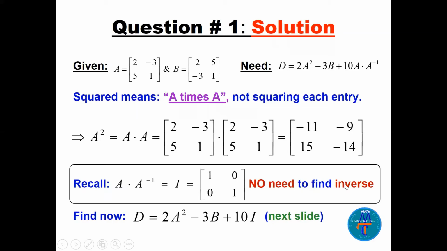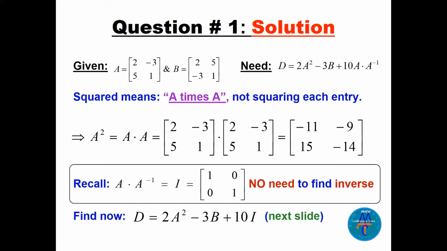Now, no need to find the inverse in this question, because A times A inverse, also A inverse times A, if you have another question like that, it is identity 1001. Even if you find A inverse, you can try it if you have time, please. Find A inverse, multiply A times A inverse. You should get 1001. But remember this 10 here, see this 10 is a scalar. So we have to leave this 10. It cannot be deleted. So now we have D, 2A squared minus 3B plus 10I.